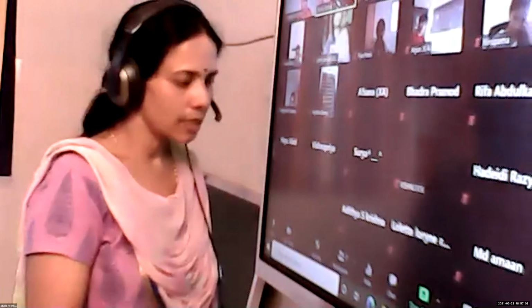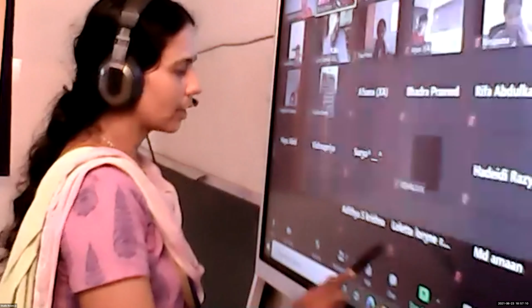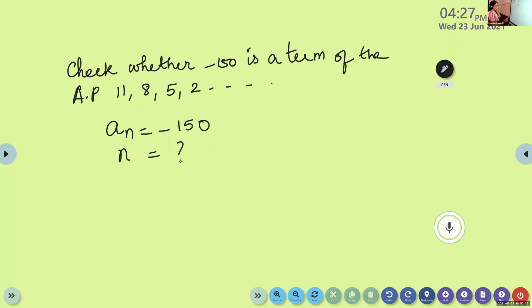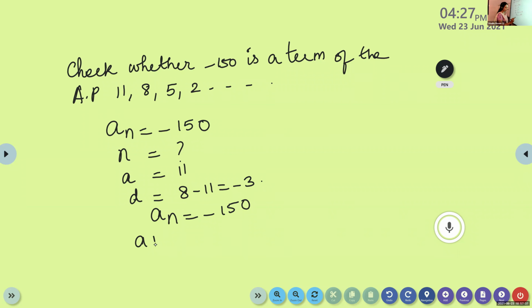Here the question is: check whether minus 150 is a term of the sequence. So an is minus 150, and we want to find n. What is a? A is 11. The sequence is a decreasing sequence. D is 8 minus 11, which is minus 3. Now apply the formula: an is a plus n minus 1 into d, which is negative 150.